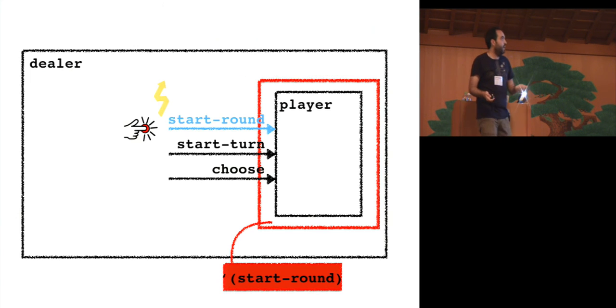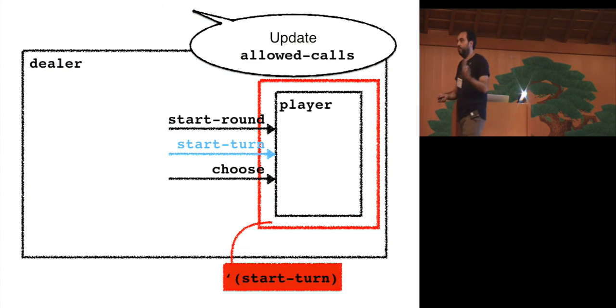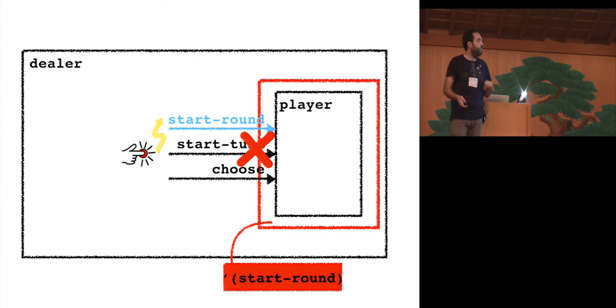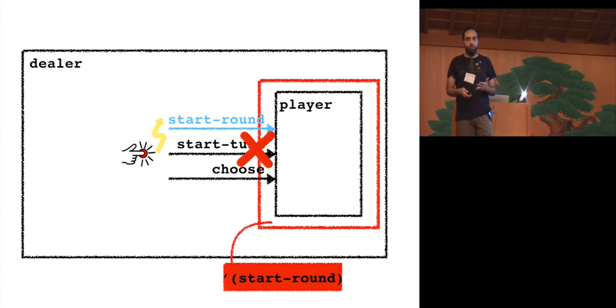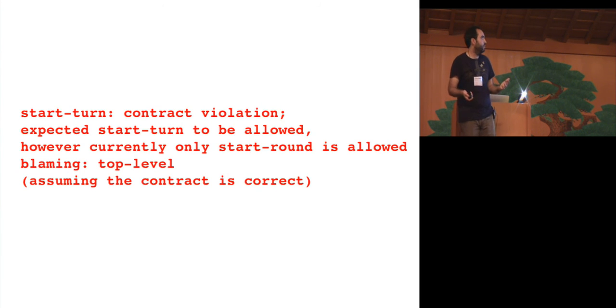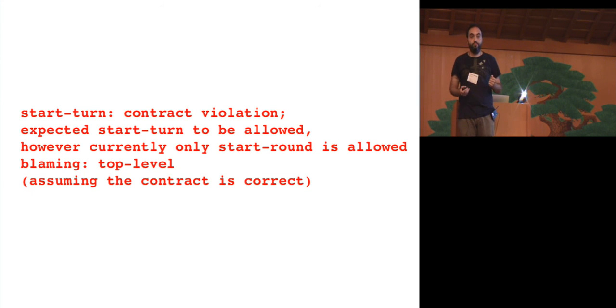Of course, every time we perform a method call, we go and update the state so that we keep things up to date. So for instance, after we do start round, since the next allowed state becomes start turn, we have updated the little memory, the little store that we have bundled inside our proxy. Of course, if something goes wrong and we call a method out of order, the contract system is going to intervene and give us a really nice contract error that is going to describe precisely how we violated the protocol.